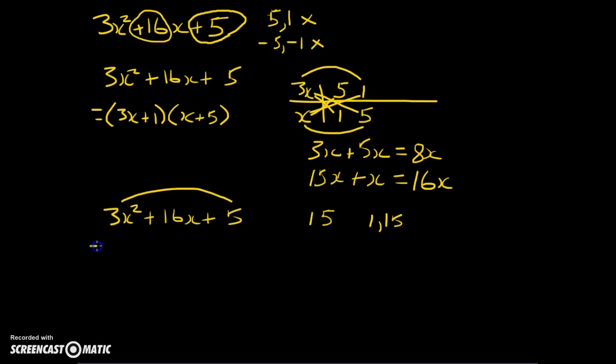Now what we're going to do is split up the 16x into 15x and 1x. So I'm going to put the 15x there and the x there. So all I've done is split up this 16x into 15x and x. Now I'm just going to put a little dotted line down there.